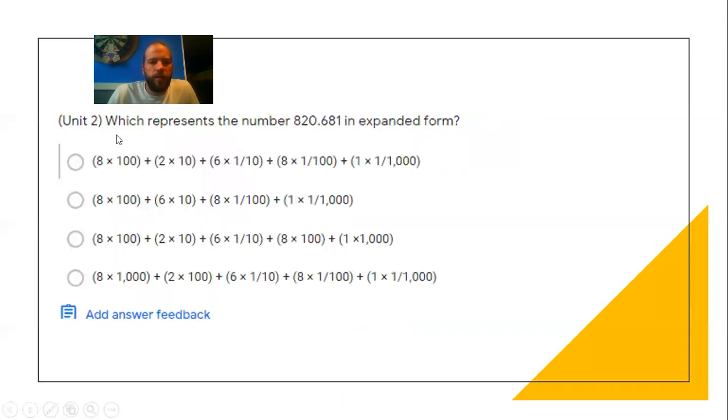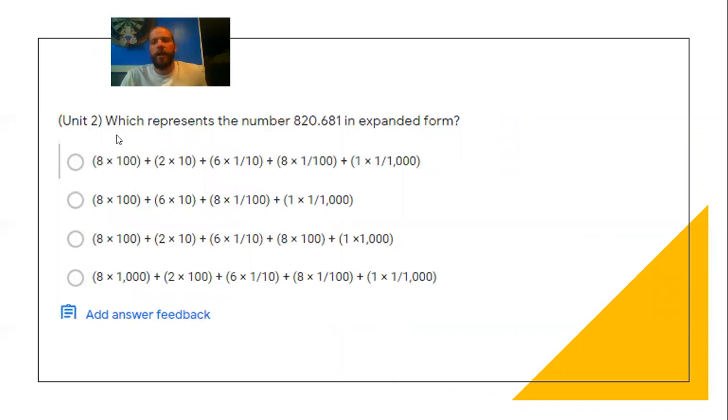Which represents the number 820 and 681 thousandths? Well, the 8 is 800. That eliminates this one right here. The 2 is 20, or 2 times 10. That eliminates B. So it's between A and C.